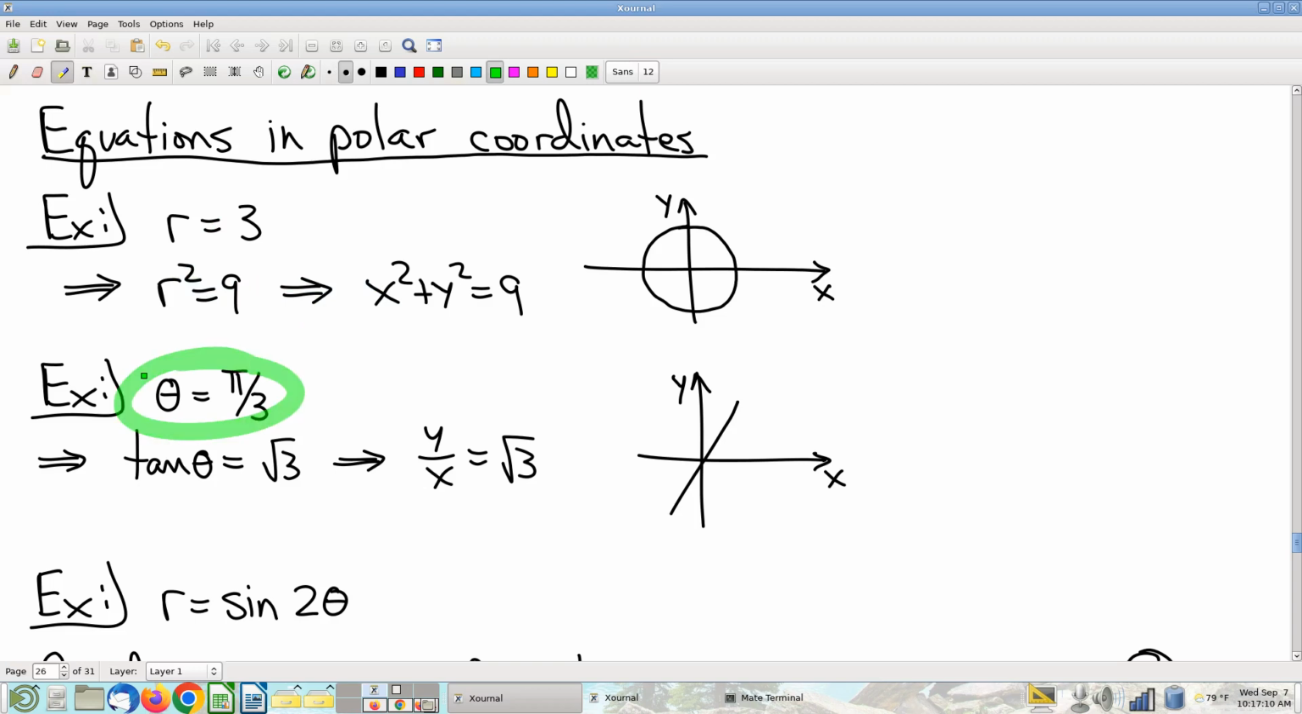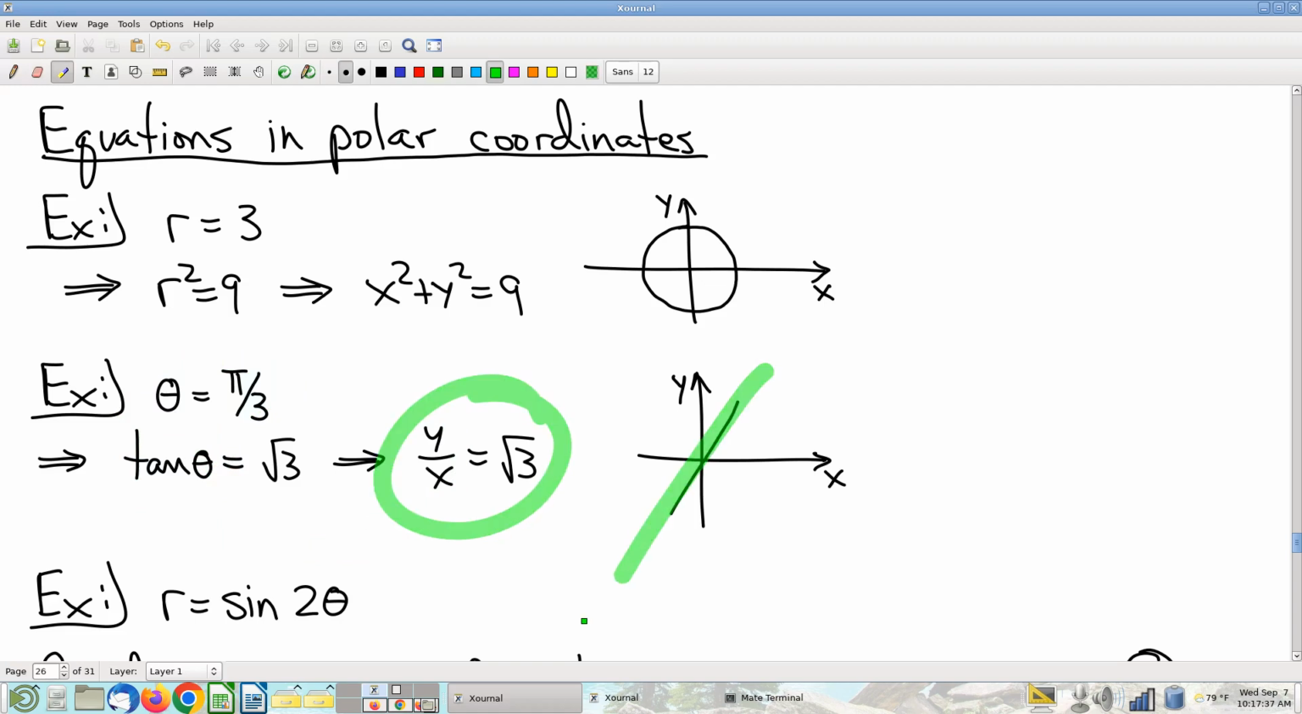Suppose theta is pi over 3. Now again, side note: yes, you can think of that in polar coordinates. That defines this angle, and r being allowed, of course, to be either positive or negative, we get that line. Sure, fine. But if you didn't notice that, take the tangent of both sides. And then recall that tan theta is y over x.